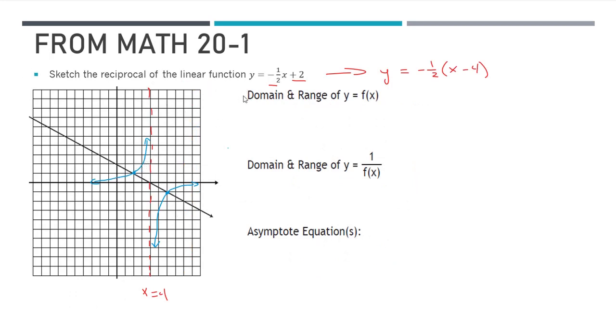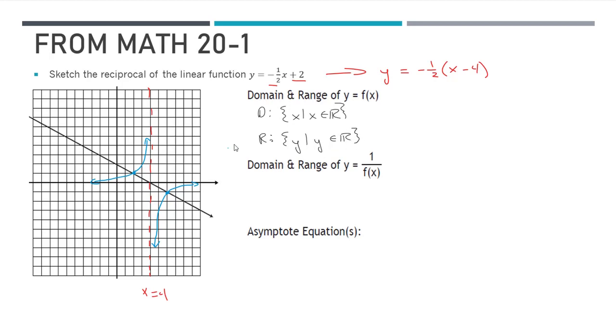Okay, let's do our domain and range then. So this is of our original f of x. It's a linear graph. It's just going to be all real numbers. So x such that x is a real number. And the range will be the same thing. So y such that y is a real number.